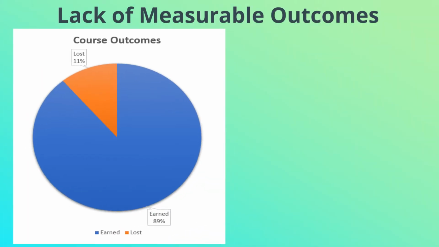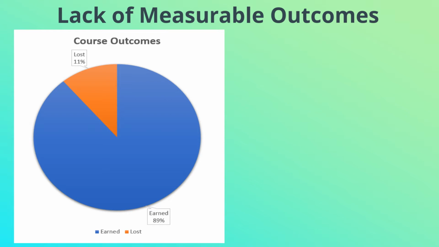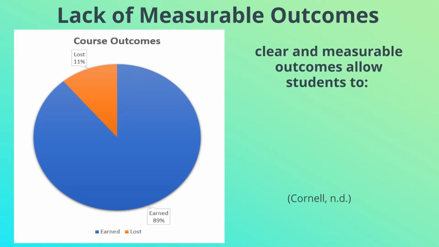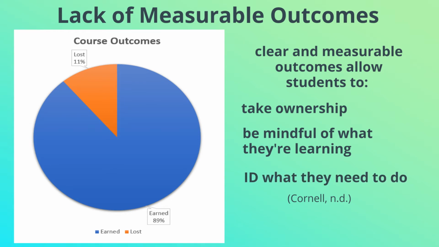The last area of improvement was the lack of measurable outcomes. Clear and measurable outcomes allow students to feel a sense of ownership, be mindful of what they're learning, and identify what they need to do. LDT620 lost points in the course outcomes category of the Q-tip scorecard, earning 89% of the total points in that section.